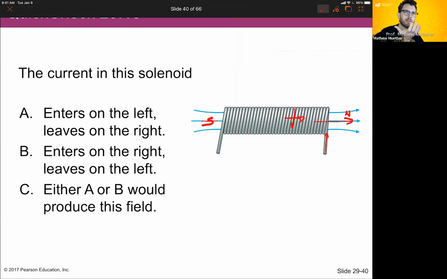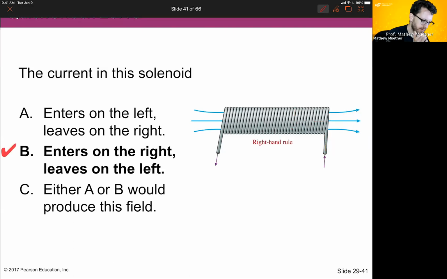Again, you can also do this by taking your right hand, wrapping your fingers in the direction of the current, and your thumb will point in the direction of the magnetic field. So you can see if current comes in on the right-hand side, then the current is going to curl around that loop. First it goes behind the coil, and then it comes around to the front, and so I get a magnetic field that points to the right. So this current has to enter on the right and exit on the left.